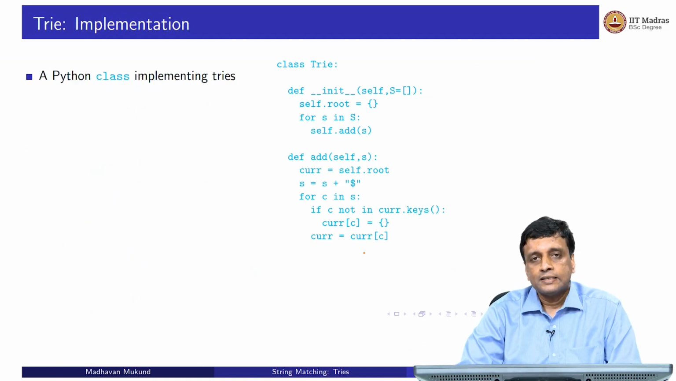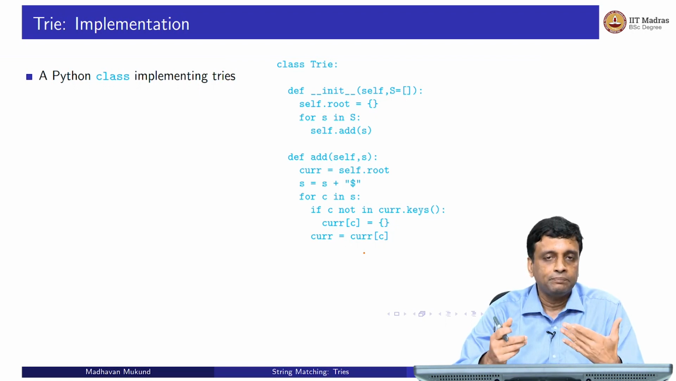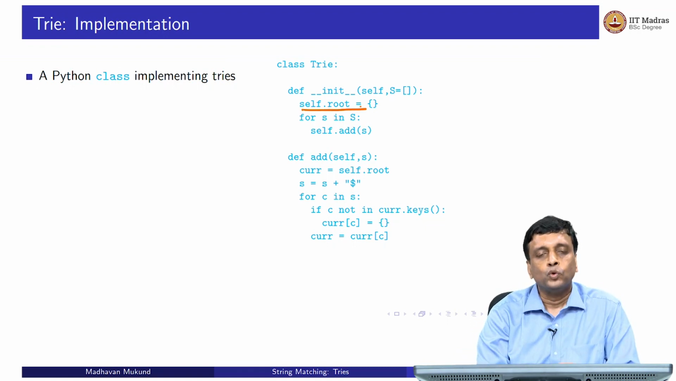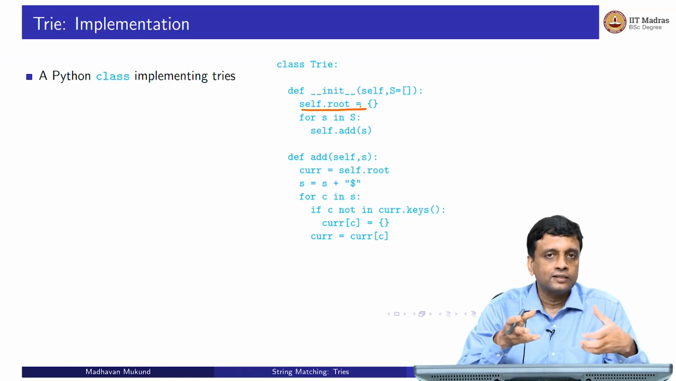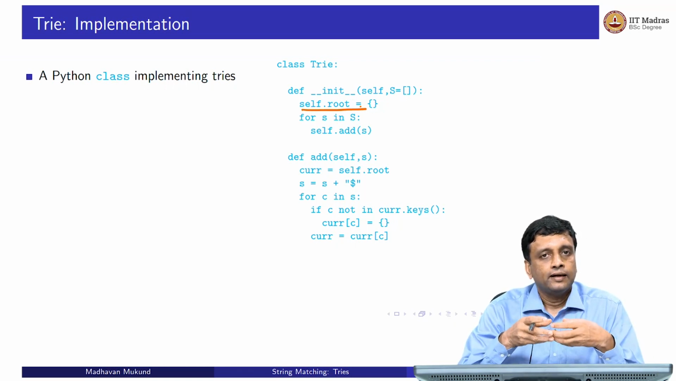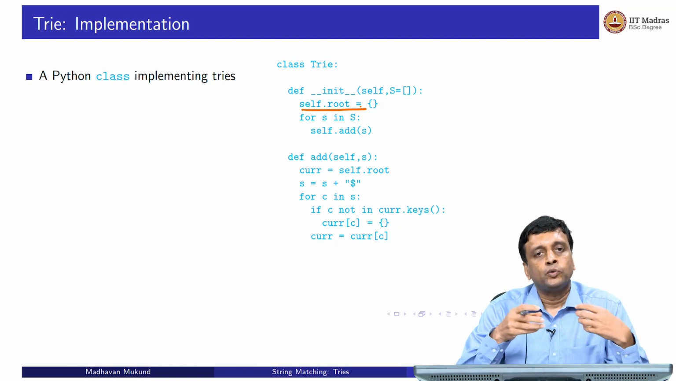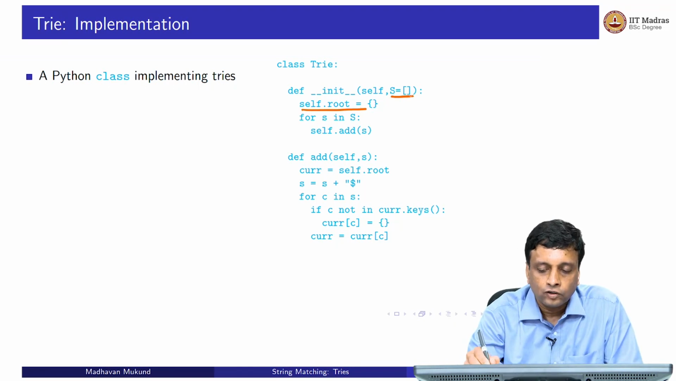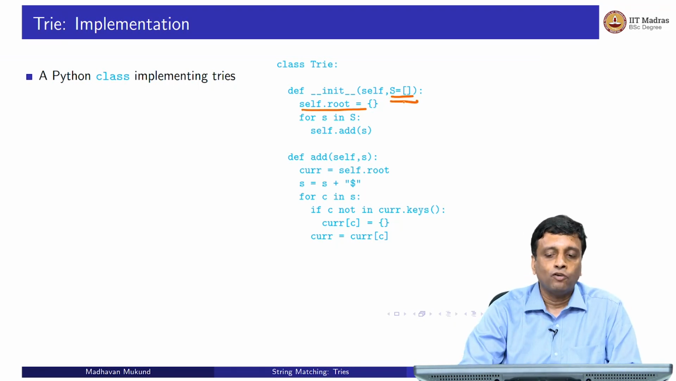So let's look at a very simple implementation of tries in Python. So here is a Python class for trie. So what we are going to do is we are going to keep this tree. So initially we start with a root which is empty. So we are going to maintain these children as keys in a dictionary. So each node will be a dictionary and its entries will point to its children. So initially I have a root node which is the empty dictionary, right? And now I can start it off with a set of words which by default is empty.